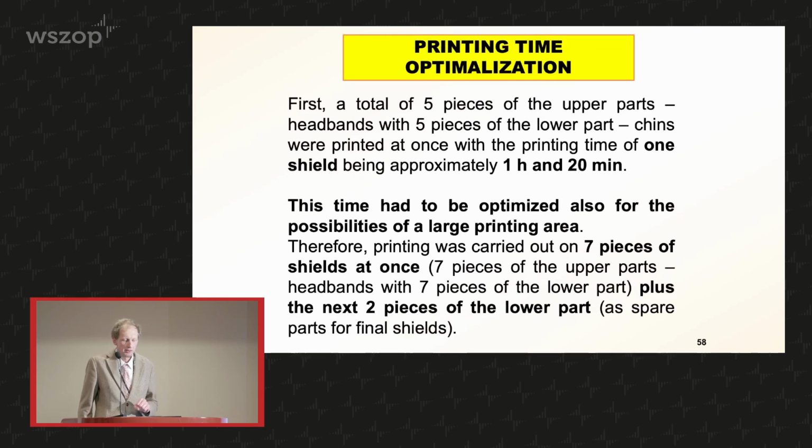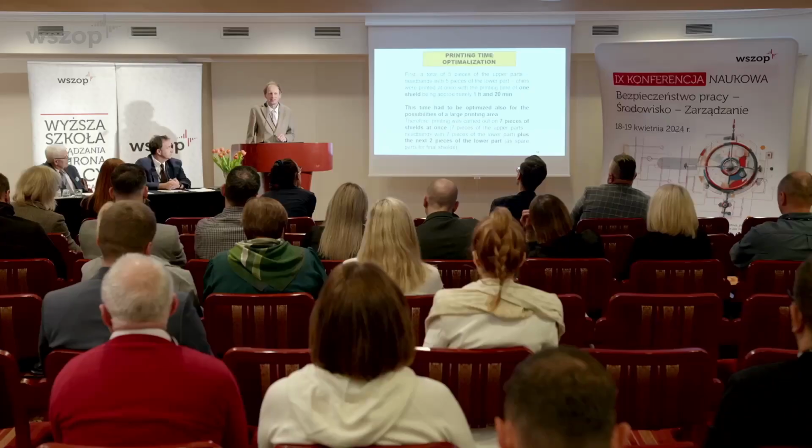And now I will talk about printing time optimization. At first, a total of 5 pieces of upper parts, headbands, with 5 pieces of lower parts, chins, were printed at once. What does it mean? One shield time was approximately 1 hour and 20 minutes. The time had to be further optimized also for the possibility of a large printing array. As a final, I used 7 pieces of headbands, plus 7 pieces of chins, plus 2 pieces of chins.